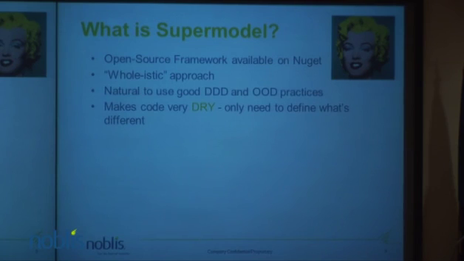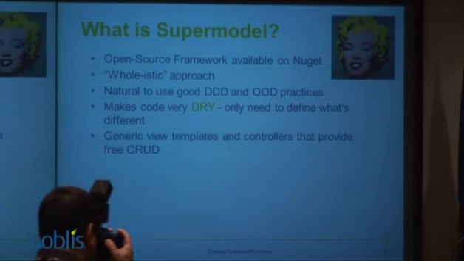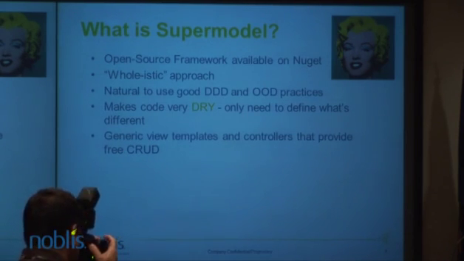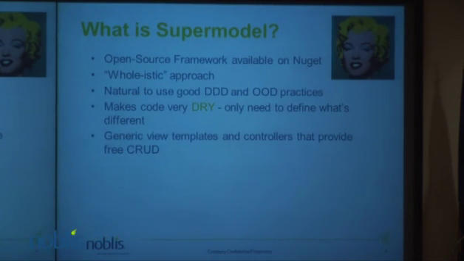You only need to define what is different between the layers, which makes it really easy to maintain because you don't need to hunt down many different places in the code when something simple changes. And if you're using MVC on the front end, it gives you generic view templates and controllers that provide free CRUD. So if you're writing an application that needs to do CRUD, you get the CRUD functionality practically for free. And you get more time, energy and money to spend on the remaining part of the application that is probably more interesting and more complex.